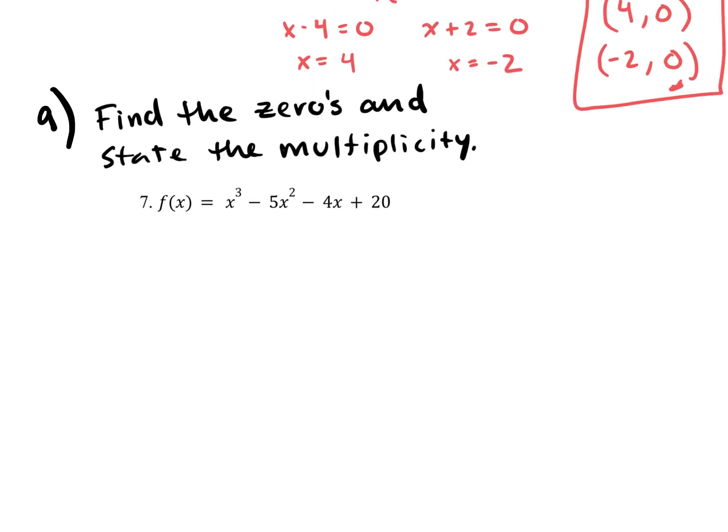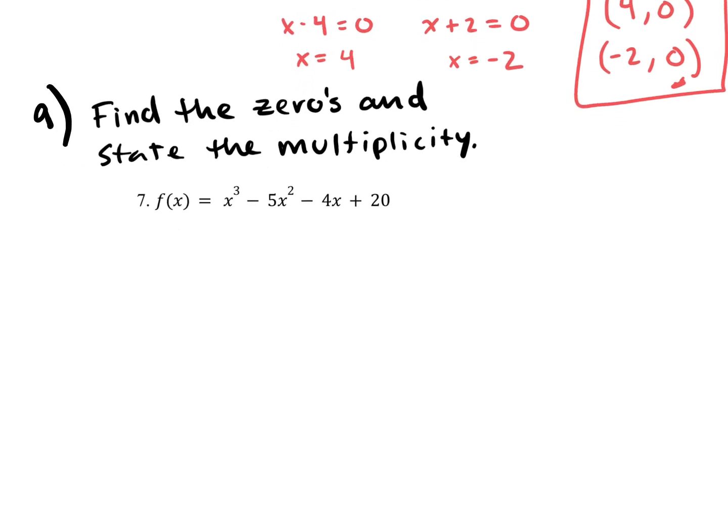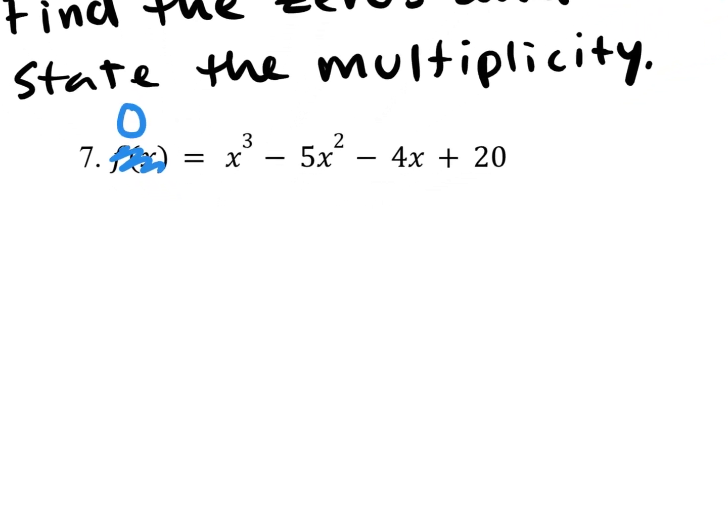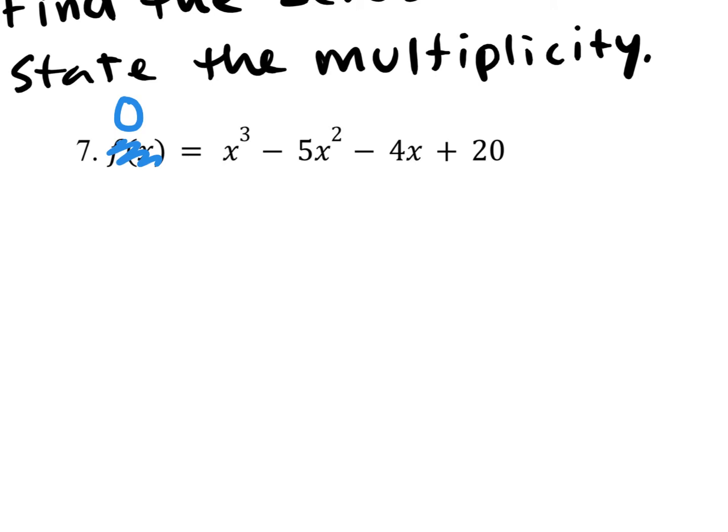All right, number 9. Find the zeros and state the multiplicity. What do I need to do to find zeros? Awesome. So to find zeros, that's the same thing I just did. I'm going to need to factor. So I just set this equal to 0. Whenever you have 4 terms, you can always check to see if you can factor by grouping. So group the first 2, group the second 2.